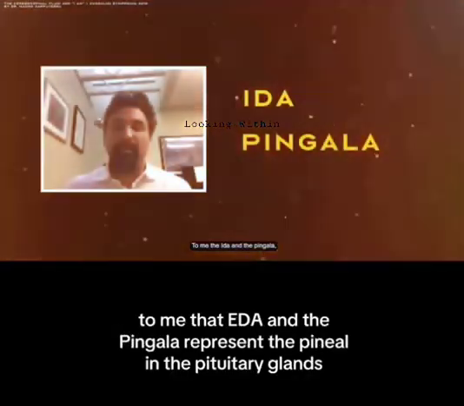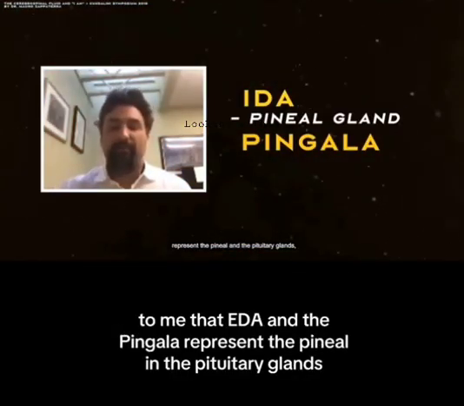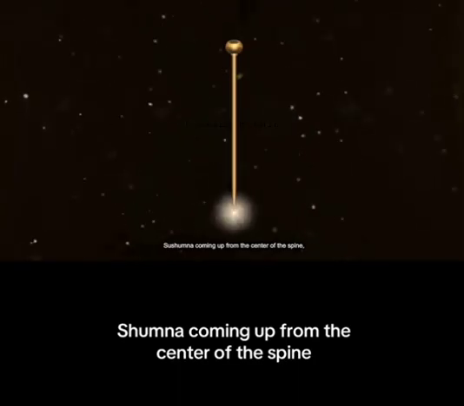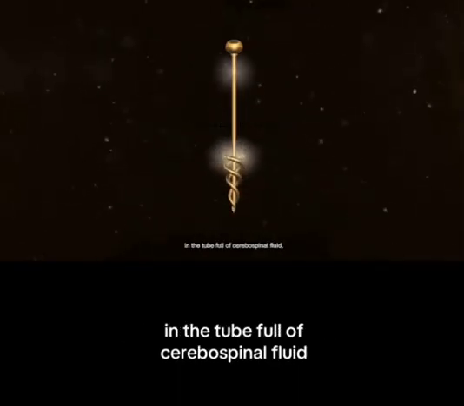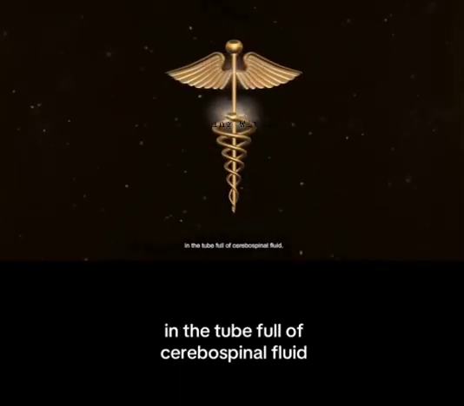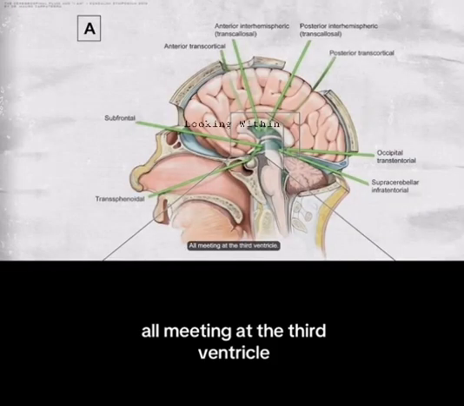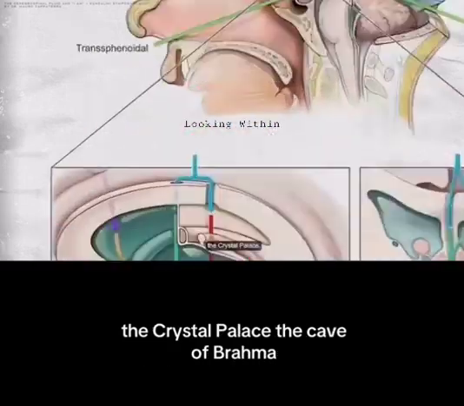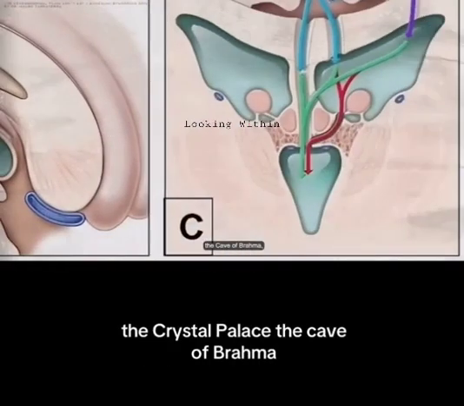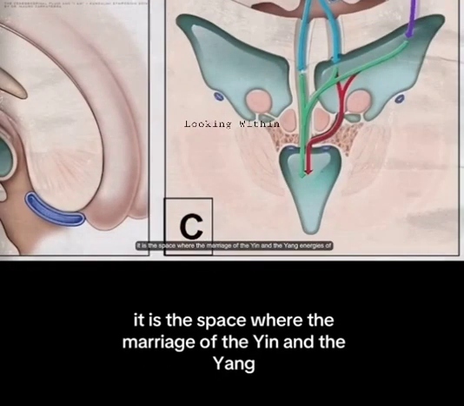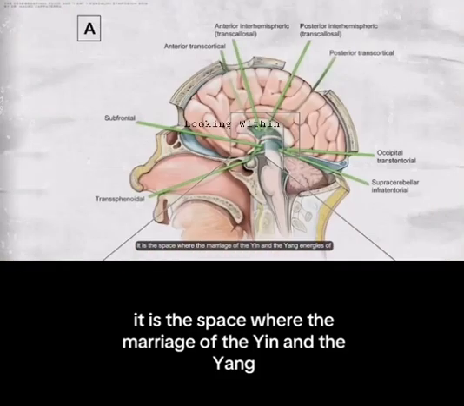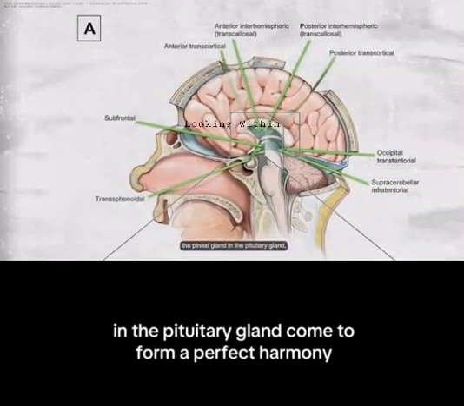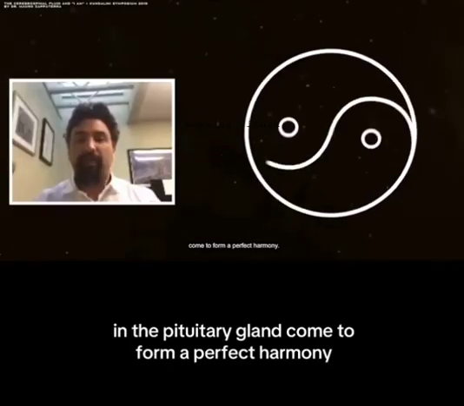To me, the Ida and the Pingala represent the pineal and the pituitary glands. The Sushumna comes up from the center of the spine in the tube full of cerebrospinal fluid, all meeting at the third ventricle, the fluid-filled radiant space in the middle of our head, the crystal palace, the cave of Brahma. It is the space where the marriage of the yin and the yang energies of the pineal gland and the pituitary gland come to form a perfect harmony.